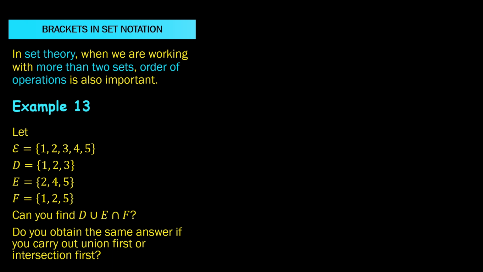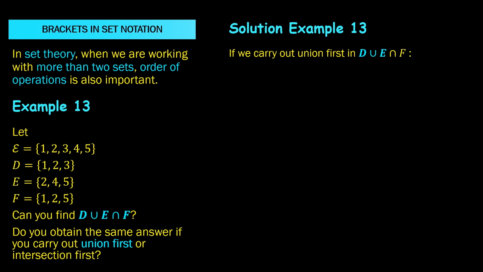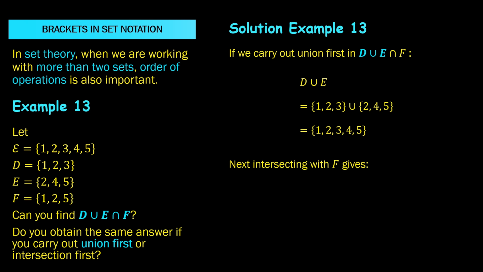So let's solve this. If we carry out union first in D union E intersect F, we have D union E equals 1, 2, 3 union 2, 4, 5, which is equal to 1, 2, 3, 4 and 5. Let's now intersect this with F.